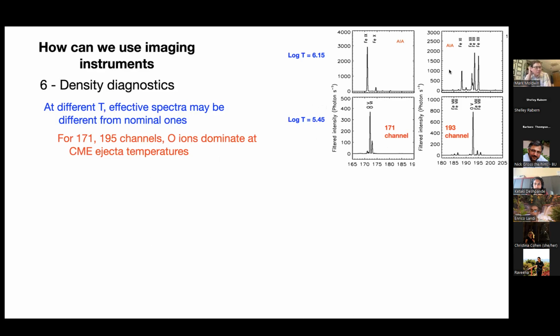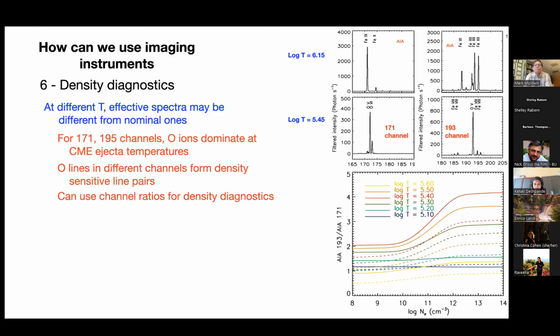Now, these two columns are, on the left, the 171 channel of AIA, and on the right, the 193 one. On the top, you have the usual coronal spectrum, dominated by iron 9 for the 171, and iron 12 for the 193. And these are the filtered spectra. But at lower temperature, the spectrum changes radically, and you have oxygen 5, this big line, and this big line, dominating both channels entirely. And these two lines are density sensitive relative to each other. So you can use channel ratios to do plasma diagnostics.